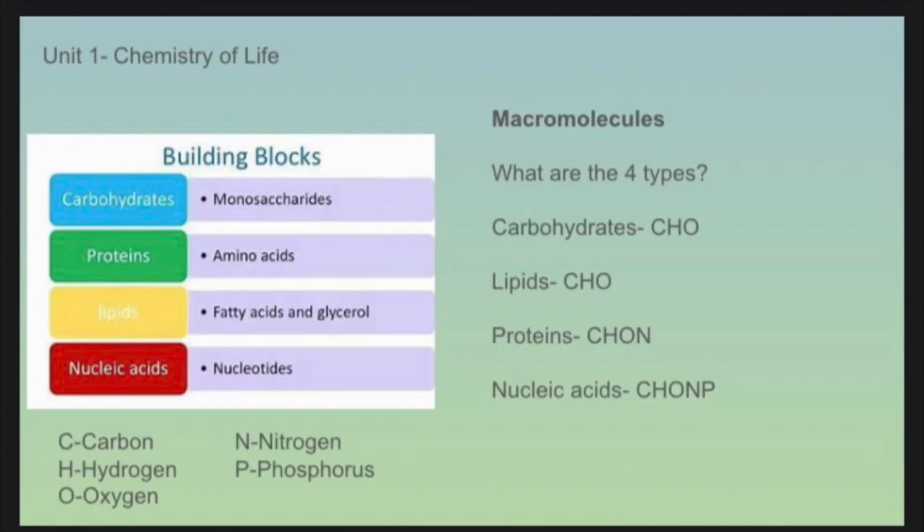Now, here's a big part of this unit, macromolecules. Now what are those? They're just the building blocks for life. So there's 4 types: carbohydrates, lipids, proteins, and nucleic acids. And they're characterized by these elements on the periodic table, like CHO, carbon, hydrogen, oxygen. Same thing for lipids. And then there's nitrogen for proteins and nitrogen and phosphorus for nucleic acids. These are basically what they're constructed of, and they play bigger roles later on.